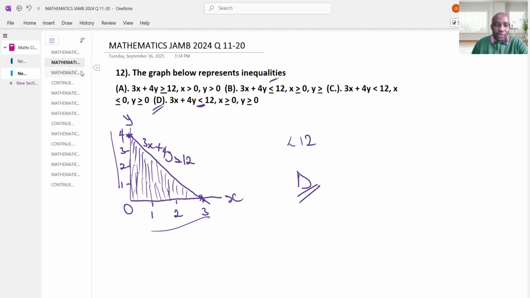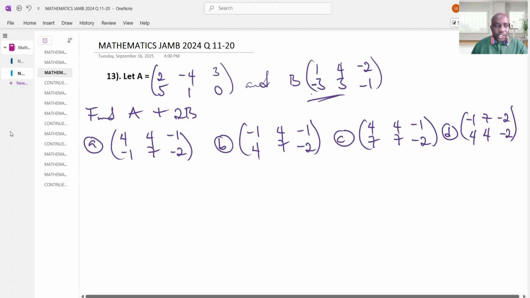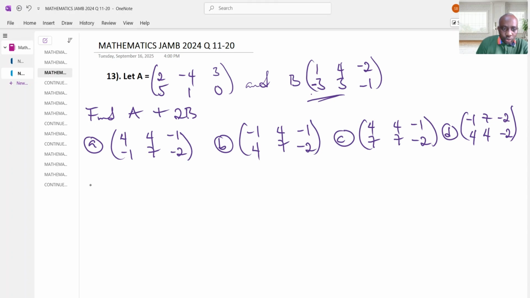Let's move to the next question. Question 13. Let A... this is a matrix question. The question said that we should find A plus 2B. The first thing we need to do is calculate 2B, so that when we get 2B, we then add it to A. 2B is the same thing as 2 multiplied by B. Now, what is our B?